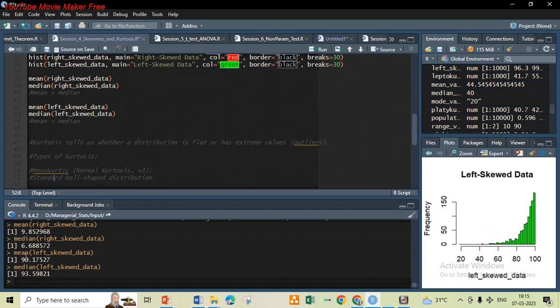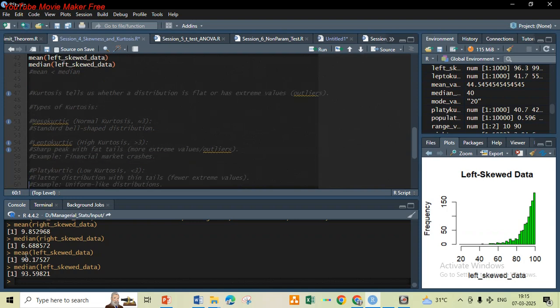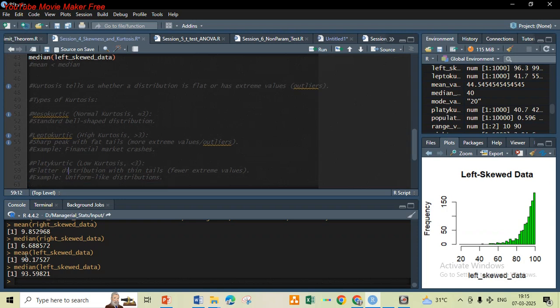So there are three types of kurtosis again. Mesokurtic, the normal kurtosis, where the measure is close to 3. The leptokurtic, which is a high kurtosis, and it means a sharp peak, right? So high kurtosis, which is greater than 3, and there is a platykurtic, which is a low kurtosis less than 3, right? We will now see examples of this as well.